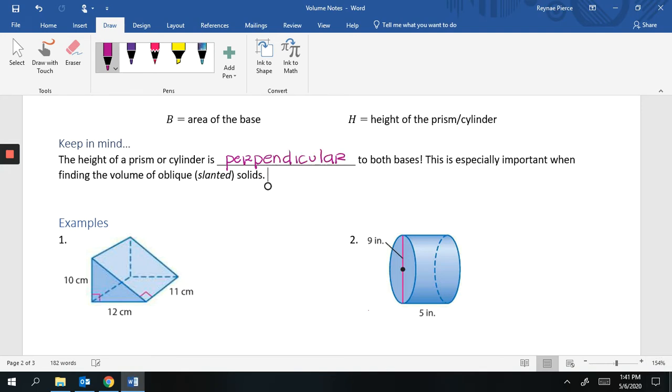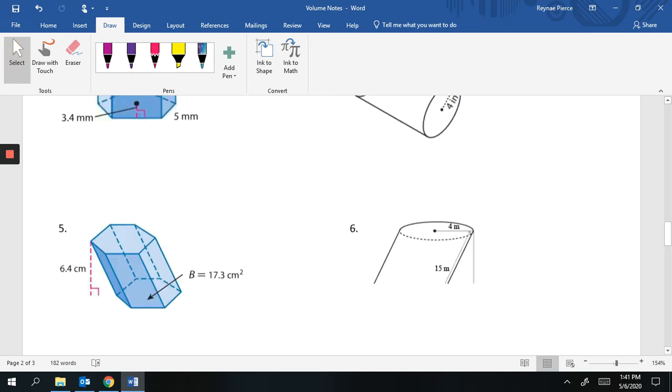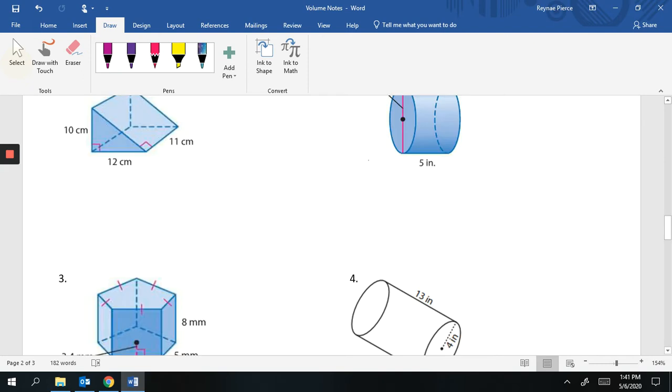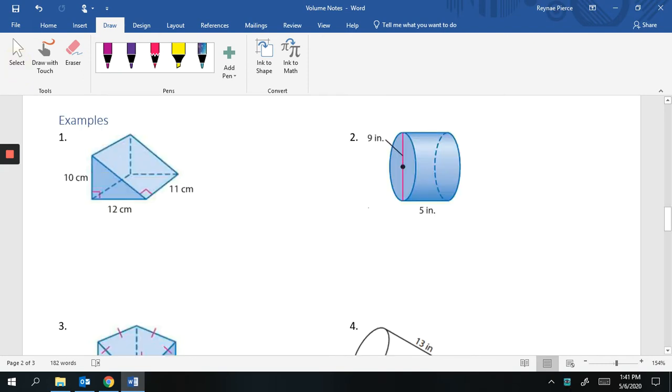So when we run into, I don't know if we've got any here in these notes, like these last two examples, these are what we call oblique prisms or an oblique cylinder because they're slanted off to one side. The height that we want to look at will be that perpendicular distance between the two bases. But we'll cross that bridge later.